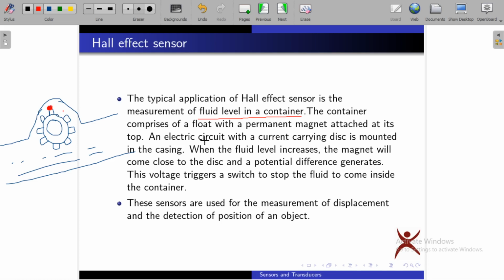An electric circuit with a current carrying disc is mounted in the casing. Here you're going to have the Hall effect sensor circuit. That is, you're going to have a disk and you're going to apply some voltage to this disk.